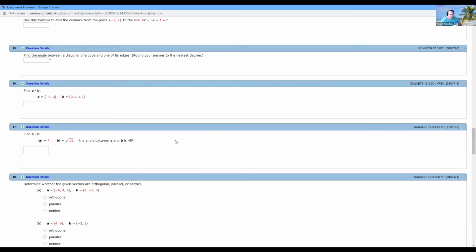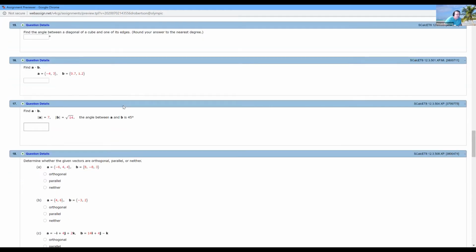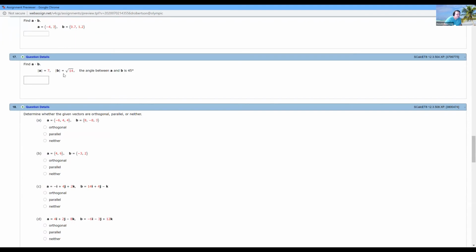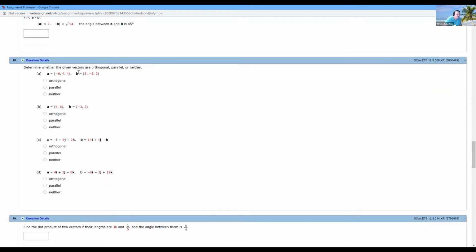Well, I'm going to do that one, or at least start it for you. But let's just finish this off. Dot product. You know how you do the dot product? Length of, magnitude of A, magnitude of B, cosine of 45.